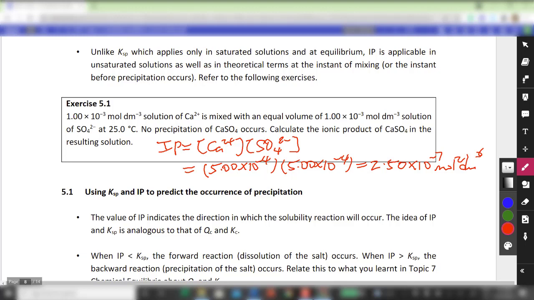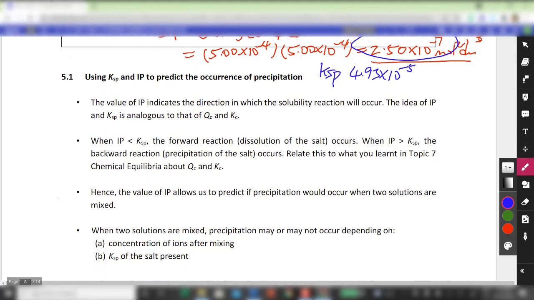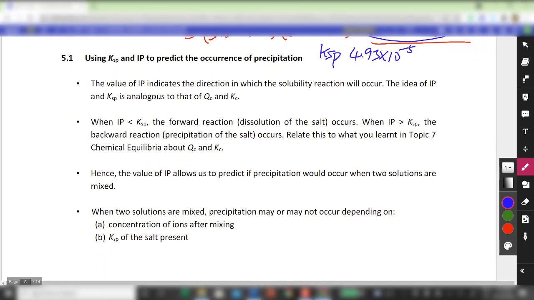Yeah, so no precipitation occurs. So this is the ionic product. If you are interested in the solubility product, you can just Google it. Okay, so we have checked it out for you. The Ksp of calcium sulfate, if you Google it, is actually 4.93 times 10 to the power of minus 5. So you notice that this value is less than Ksp. So therefore, no precipitation occurs. Okay, so I think earlier on I have touched on section 5.1.